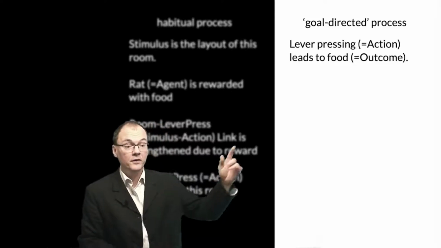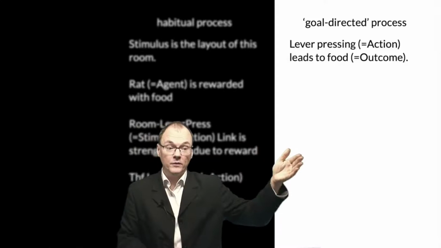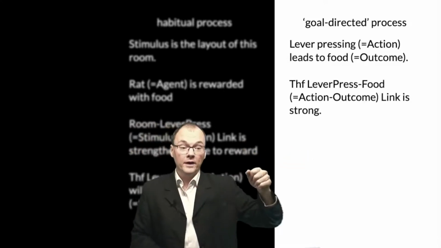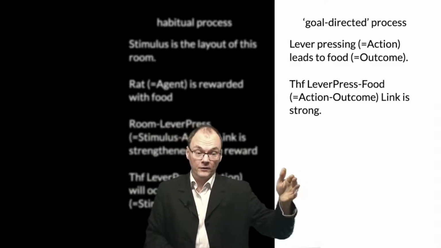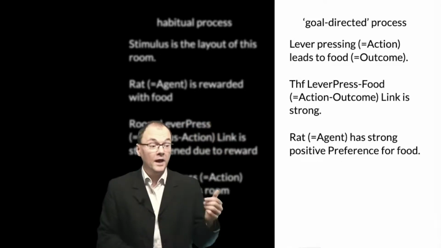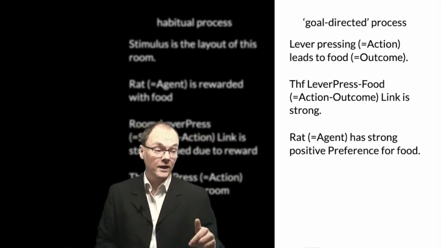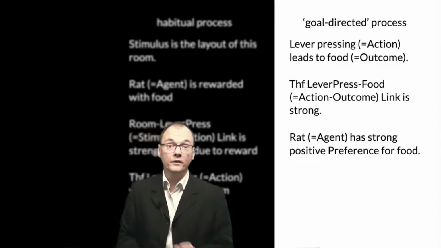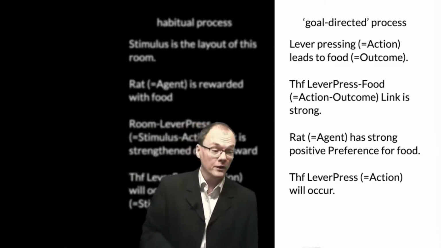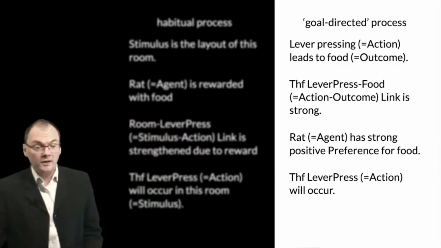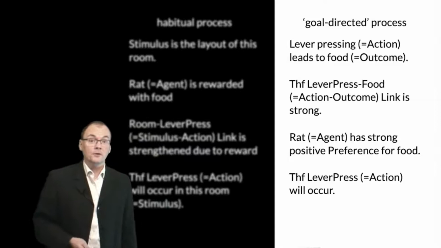Well, let's fill in the details. The lever pressing is the action that leads to some outcome, in this case the dispensing of the tasty food. The link between the lever press and the food, the action-outcome link, is a strong old link. And the agent in question, the rat here, has a strong positive preference for this food. That you can take for granted. The food was chosen precisely so that it would appeal to rats who'd never had it before. And so once again we're predicting that the lever press will occur. Now you might notice that there's something gone wrong here.